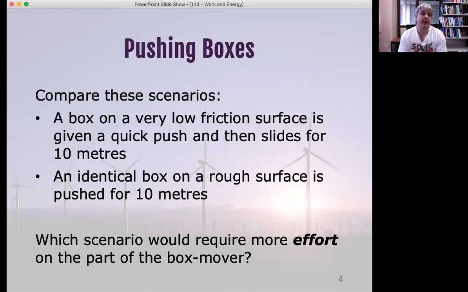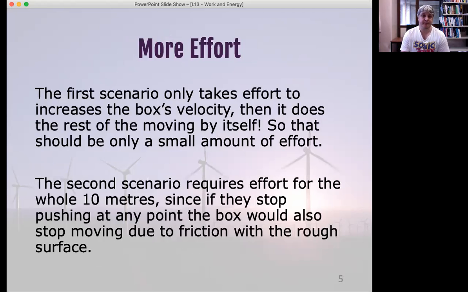So consider a scenario like that, and then consider one where you've got a rough surface and you still want to move the same identical box 10 meters, but now you have to push it the whole way. Which of those scenarios requires more effort on the part of the box mover? Does it take more effort just to give it a push and then it slides 10 meters, or does it take more effort to push it consistently for the whole 10 meters? Hopefully we're all in agreement that the second scenario will take a lot more effort.